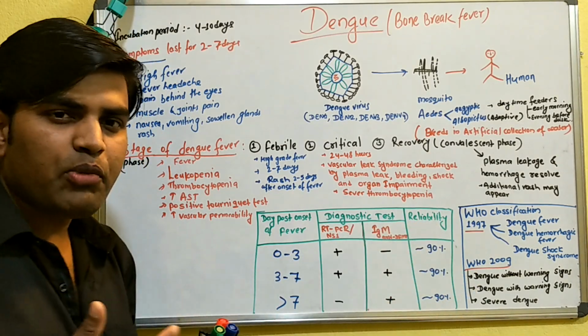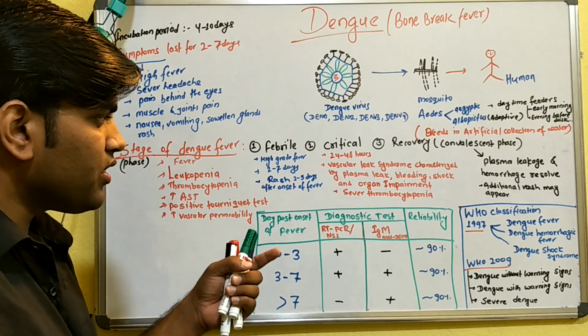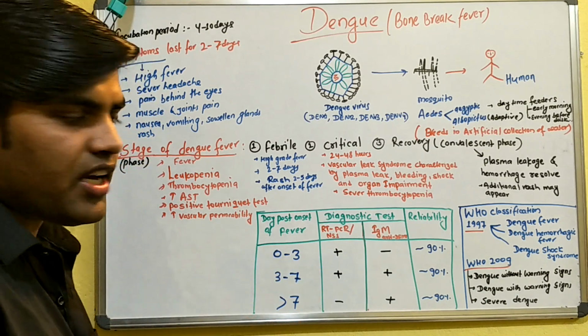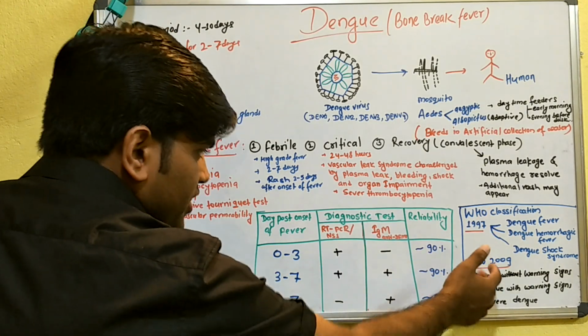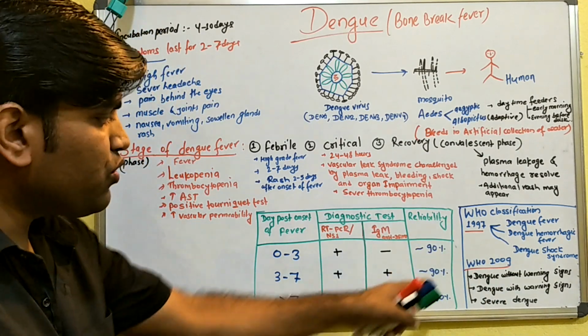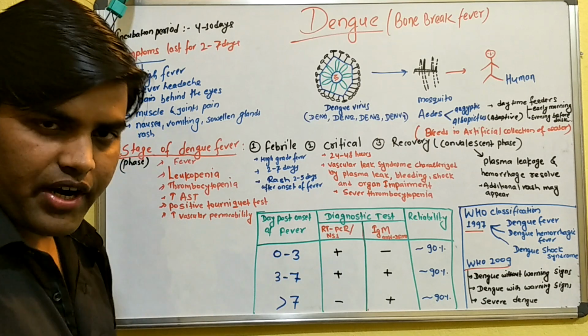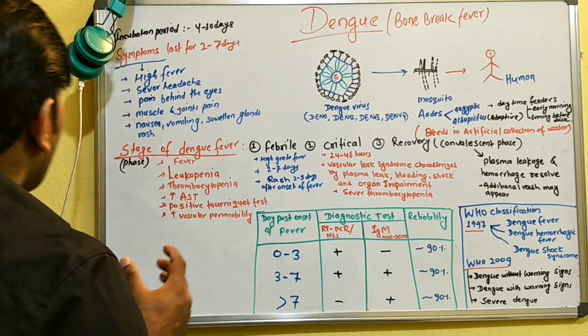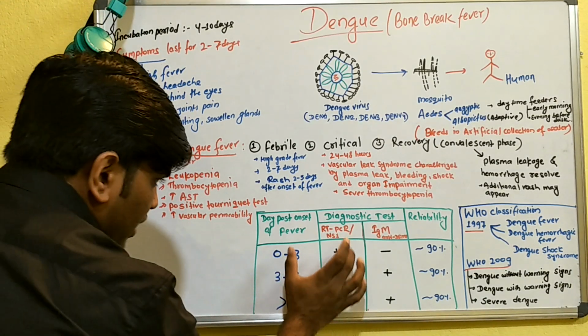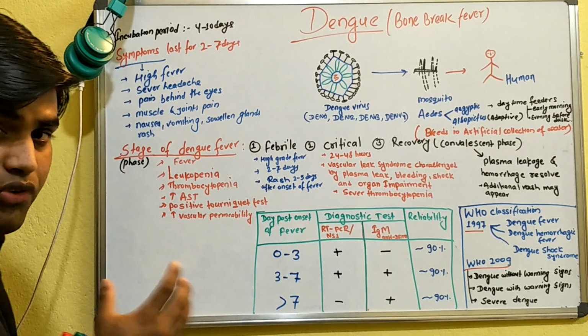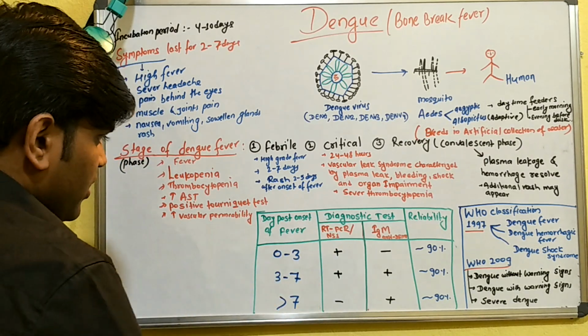I have seen a lot of publications recently that describe only the 1997 classification. Now it has been revised by the WHO into three: dengue without warning signs, dengue with warning signs, and severe dengue. Now my main point of concern is how to diagnose dengue. That is important for you, for a doctor and other persons.